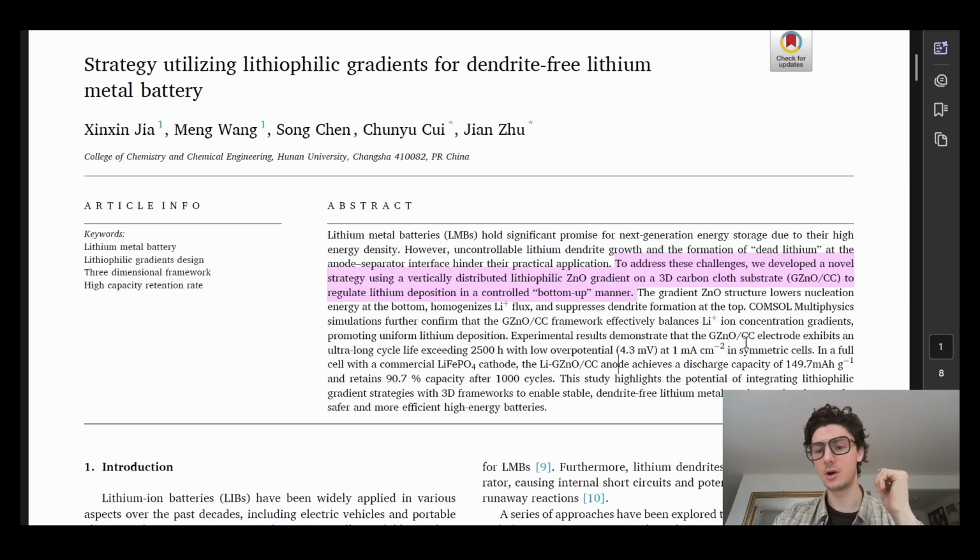This gradient zinc oxide carbon cloth electrode exhibits an ultra-long cycle life exceeding 2,500 hours. That's crazy because in the previous article, they ran their battery for 750 hours. This one was 2,500 hours. That's a long time. I think 1 year has 8,000 hours.